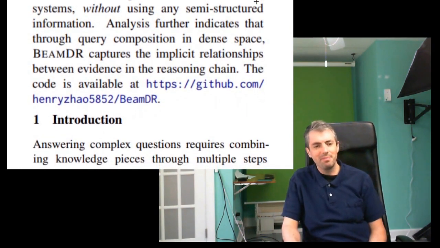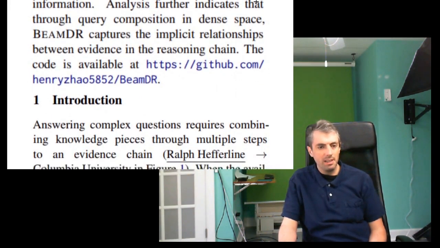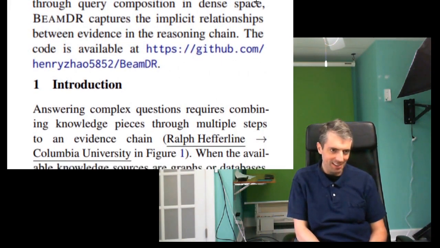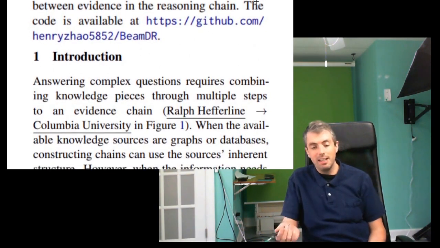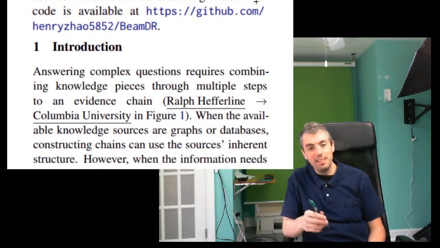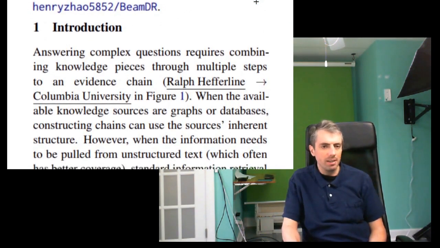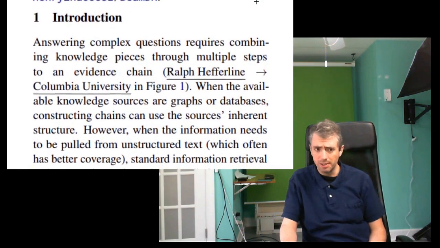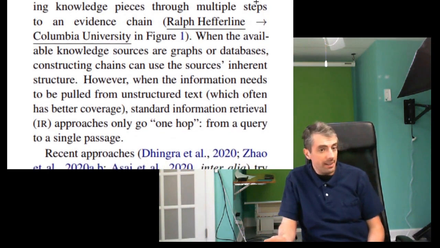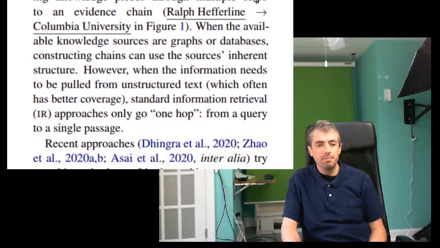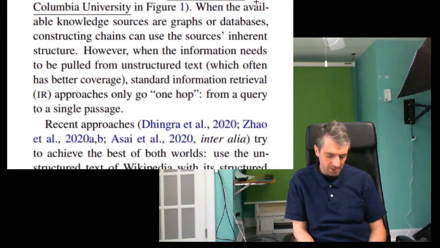Section 1, Introduction. Answering complex questions requires combining knowledge pieces through multiple steps into an evidence chain. Ralph Hefferline has a connection to Columbia University, can help you answer a question, as we'll see in an example in Figure 1. When the available knowledge sources are graphs or databases, constructing chains can use the source's inherent structure. However, when the information needs to be pulled from unstructured text, which often has better coverage, standard information retrieval, IR, approaches only go one hop from a query to a single passage.